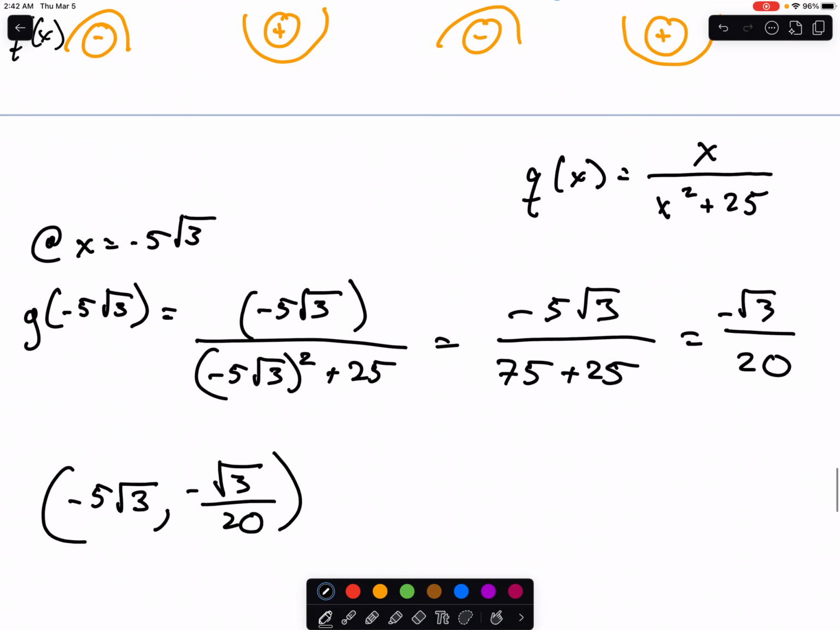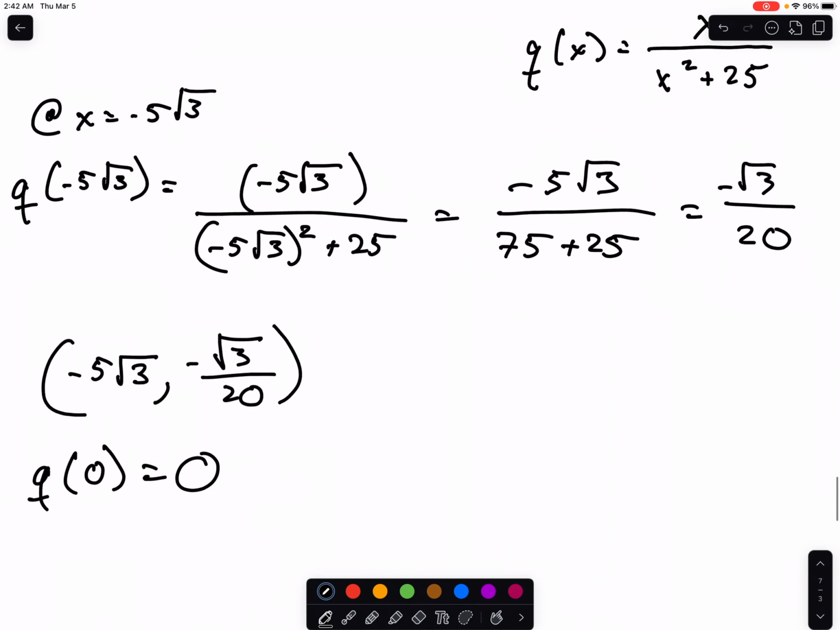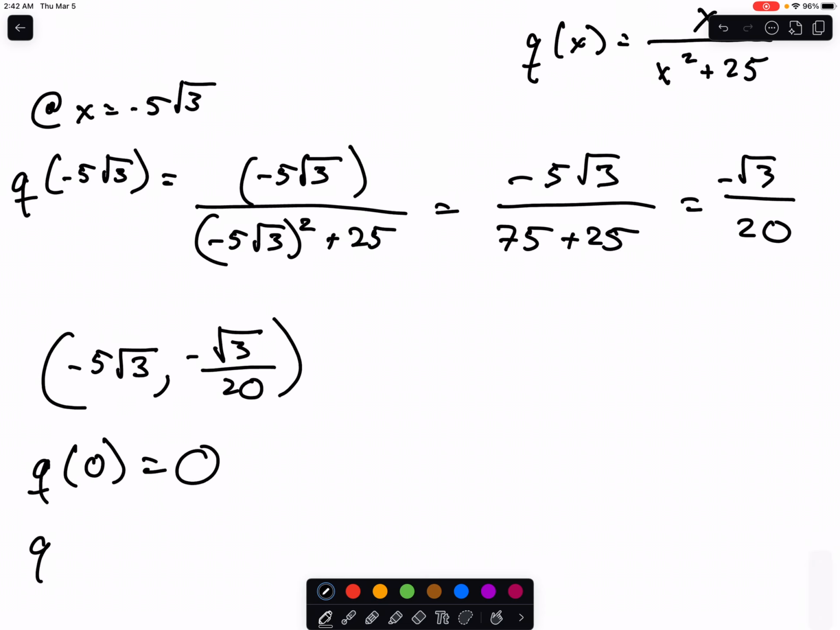Let's plug in 0 into the original. For whatever reason I keep writing G. These need to be Q's. Okay. We want to evaluate Q of 0. Q of 0 looks like it's just going to be 0, the origin. And then Q of a positive 5√3.